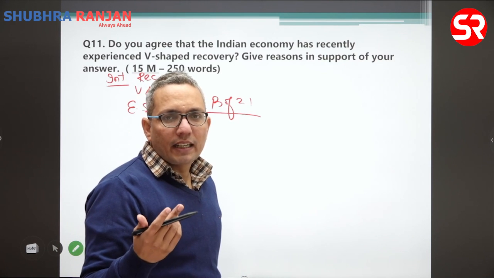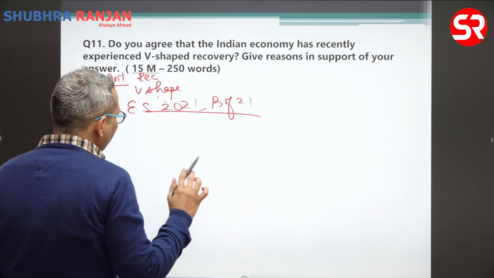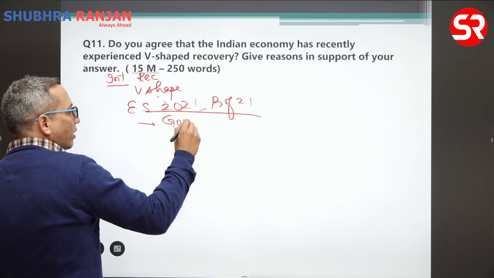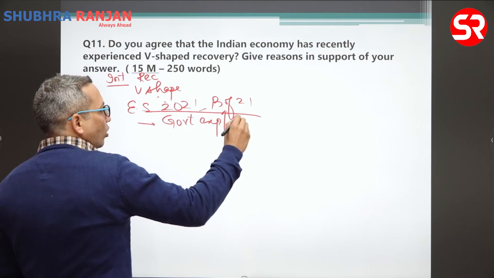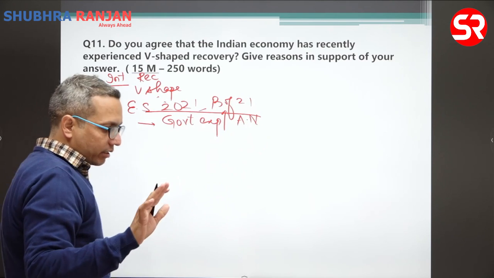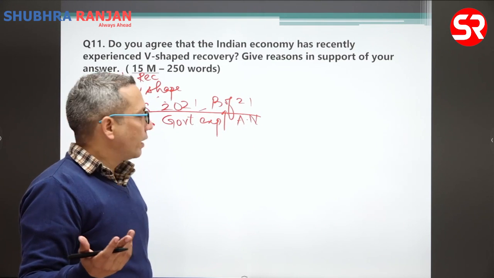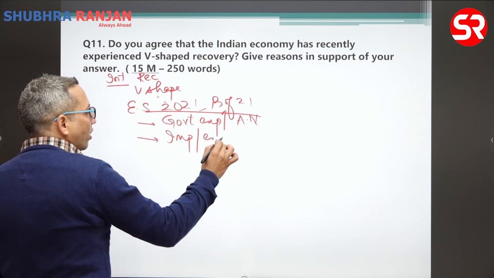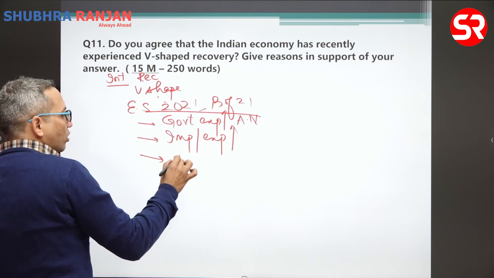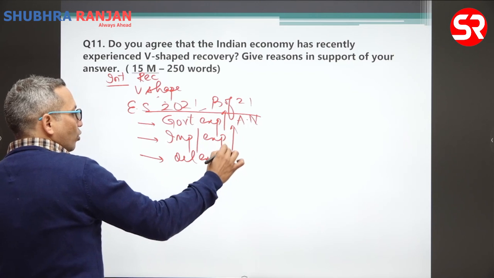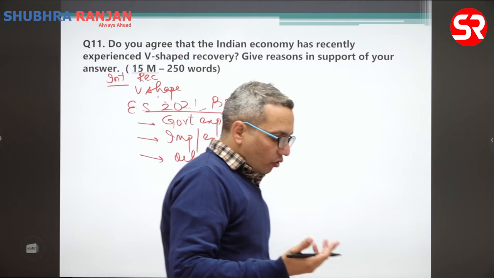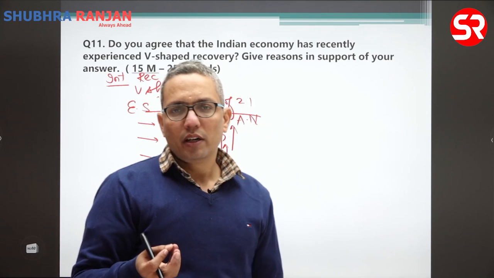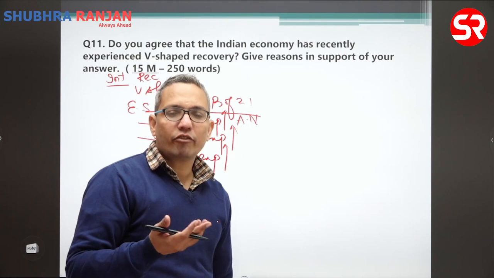And why were they saying that India is getting a V-shaped recovery? Because first of all, the Indian government expenditure increased drastically through the Atmanirbhar Bharat package. They had suggested that India may be witnessing a V-shaped recovery because government expenditure had increased. India's imports and exports had increased. India's oil exports had increased. So these were the reasons. And moreover, in quarter 3, India witnessed a growth rate of 4%. In quarter 1 and quarter 2, India's GDP fell. But in quarter 4, India's GDP increased. So it was expected that we will get a V-shaped recovery.